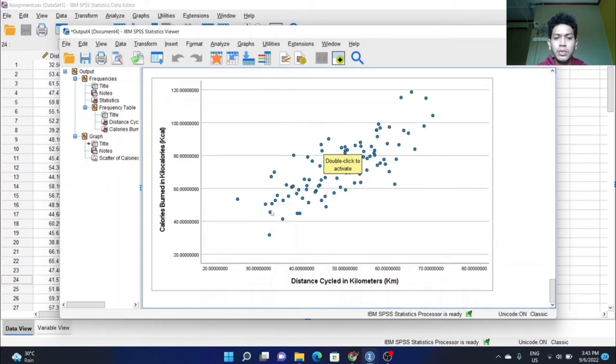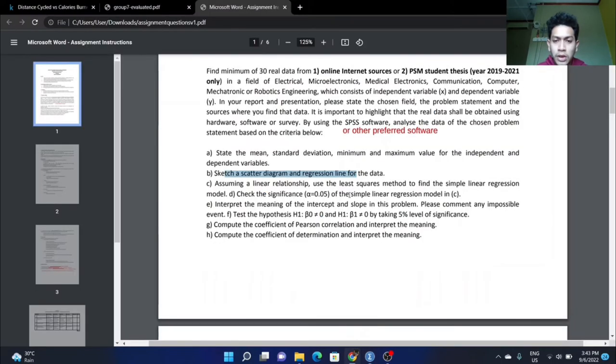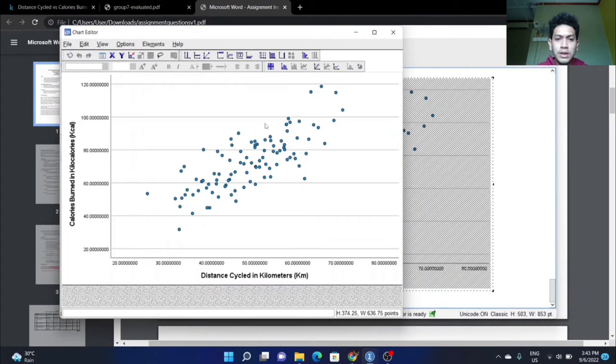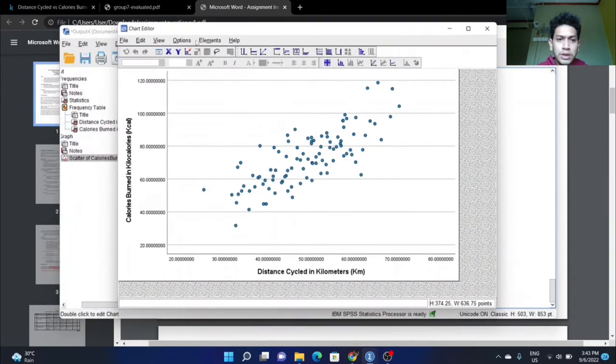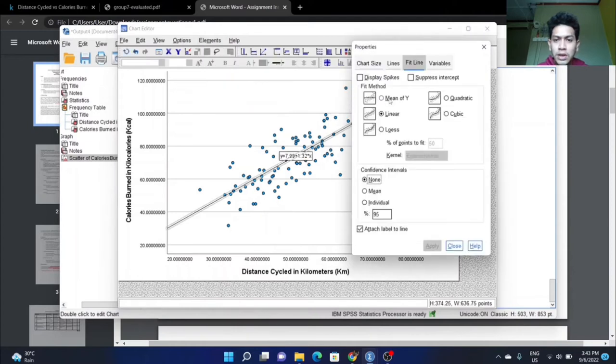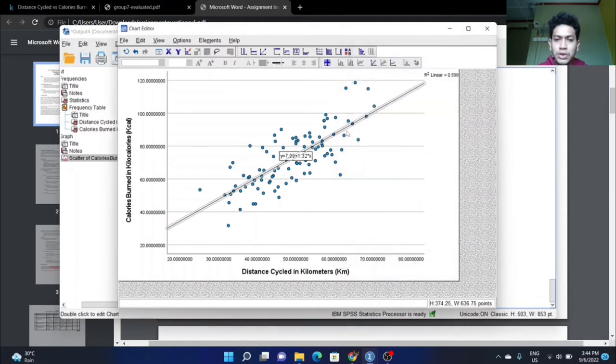We want to put the regression line. We just click this. So this is the data. We take the element Fit Line at Total. It has mean, linear, quadratic, cubic, and loess. We just click linear and then Apply. Then close. So this is the answer for question B. This is the line for the regression data. R squared linear is 0.599, and I think that's all for me.